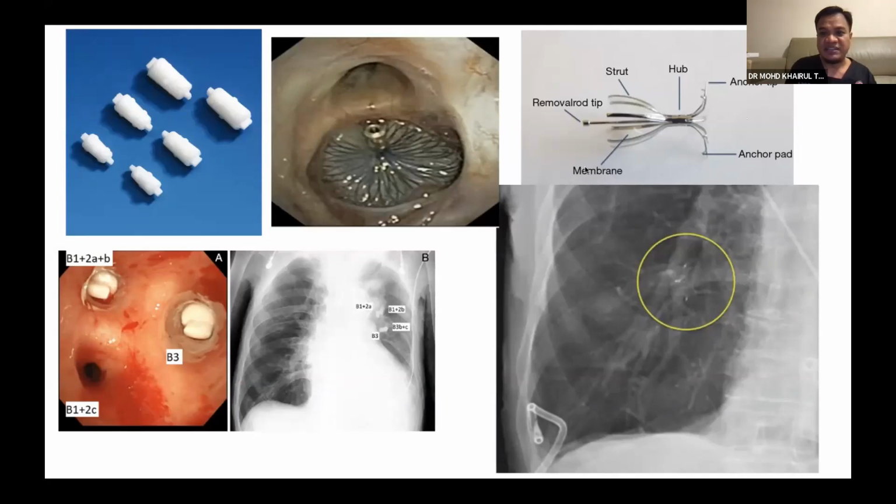So this is an example of a valve. You can place the valve inside the lung, so it acts as a one-way valve. So the air will go out, and it will prevent air from going into the pleural cavity itself.